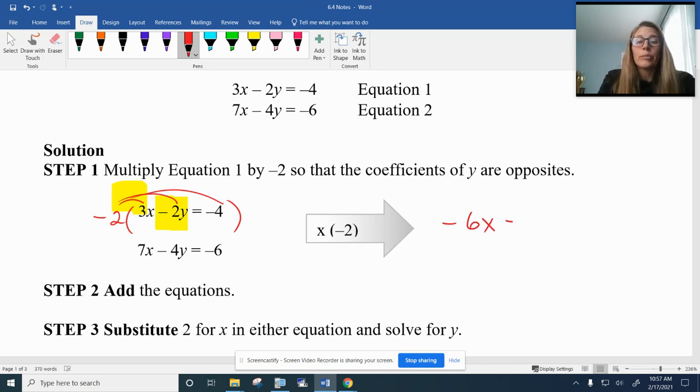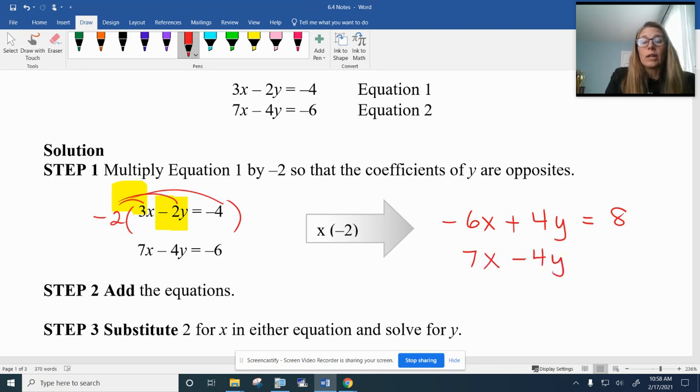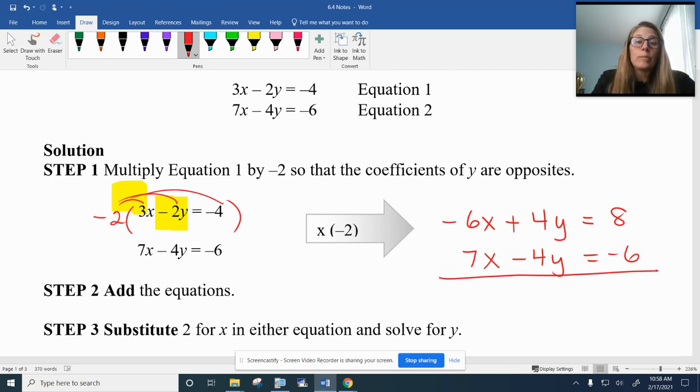-6x plus 4y equals +8. Then the second equation, we can just recopy it as it is because we're not changing anything to that one. Now, if you've chosen the right number and you've distributed successfully, one of your variables should now be eliminated when you go to add up these two equations.